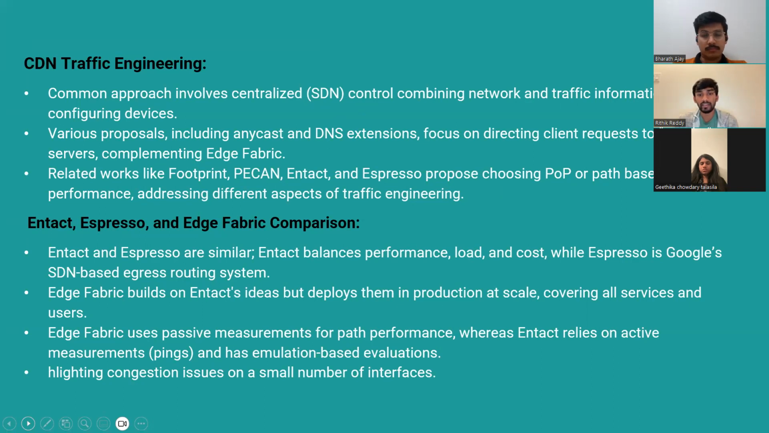And the last one is Entact, Espresso and Edge Fabric comparison. Entact and Espresso are similar. Entact balances performance, load, and cost, while Espresso is Google's SDN-based egress routing system. Edge Fabric uses passive measurements for path performance, whereas Entact relies on active measurements and has an emulation-based evaluation. Next slide.